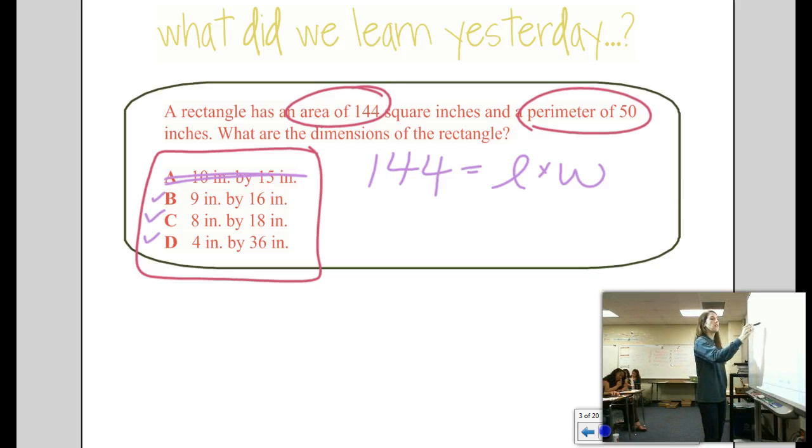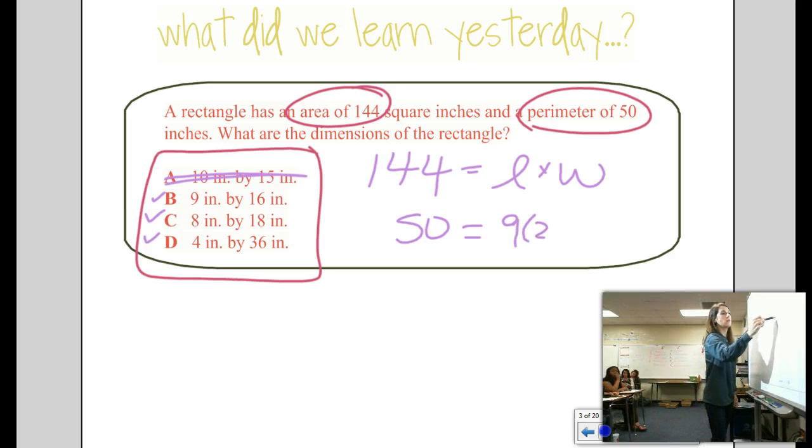A perimeter of 50. How do you find perimeter? Add. So 9 plus 9 plus 16 plus 16. 8 plus 8 plus 18 plus 18. Find out which one it is. It's B. B wins. 9 times 2 plus 16 times 2. Okay, cool.